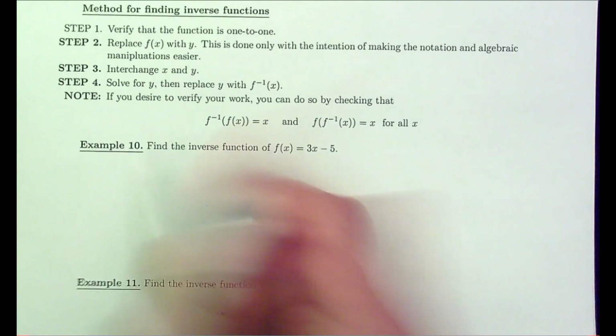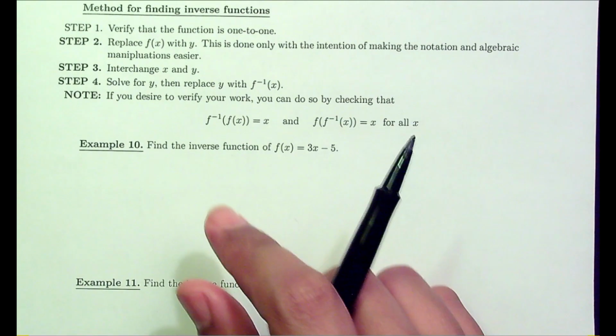Okay, so let's find the inverse function of this. This is a linear function. It looks like this. Okay, this passes the horizontal line test. It is injective. It is going to have an inverse.